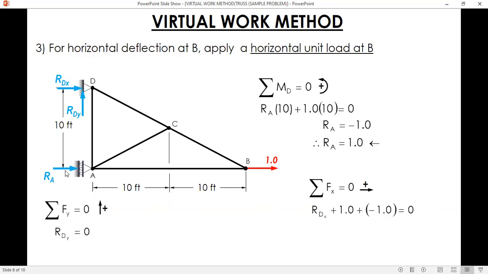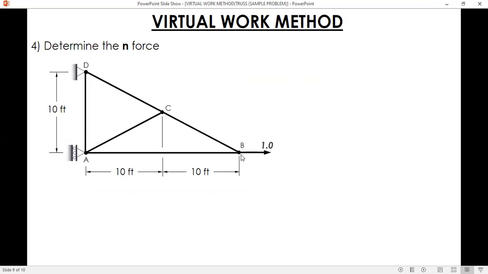And then last, summation of force X. RDX, right, RA, right, 1, right. All of them going to the right, but RA is negative 1, so they cancel. Therefore, RDX is equal to 0. Since we are finished with the bar forces of members due to real loads, our concern now is the small n, the force of members due to the virtual load. So for the horizontal load at B, the reaction is negative 1, or directed to the left. RDX is 0, RDY is 0.